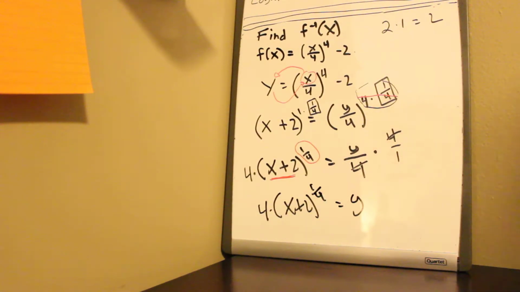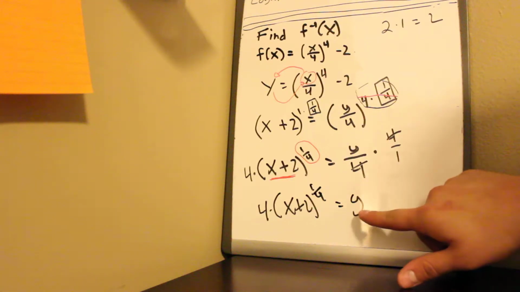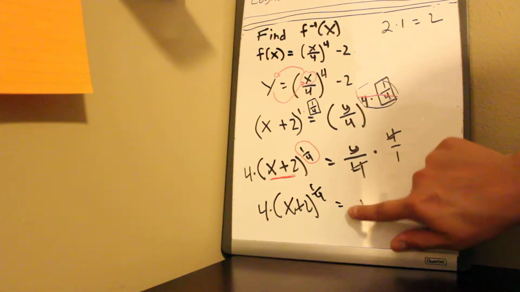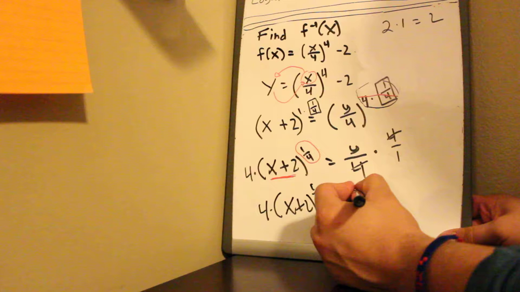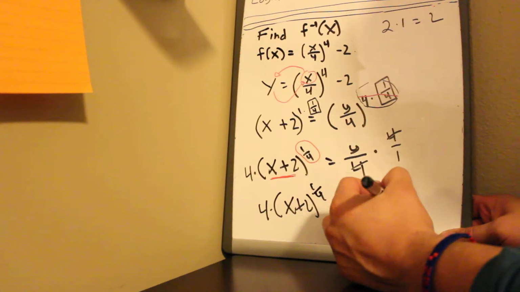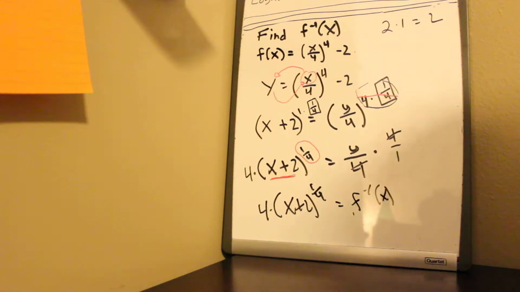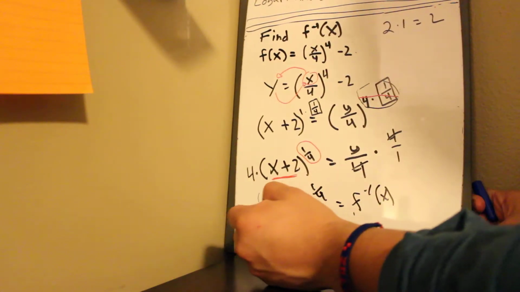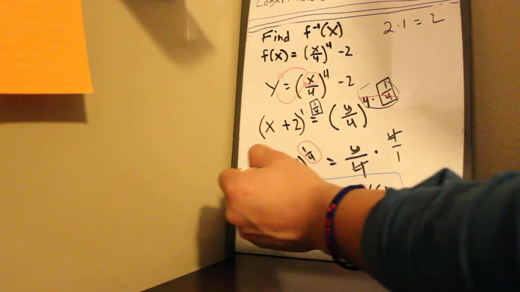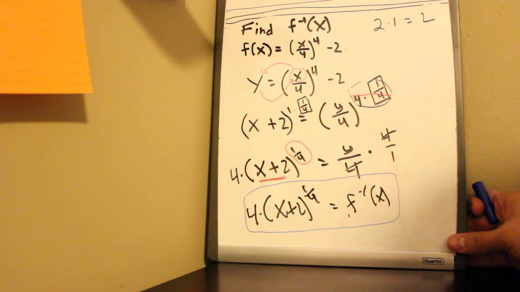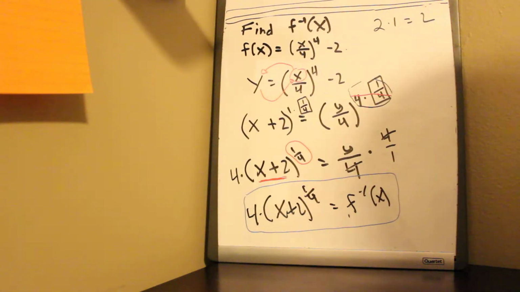And at this point, we're actually done with the problem. We finally solved for y. Or we could rewrite this as f inverse of x. And at this point, we are finished. We have officially finished this problem. Well, let us go ahead and do maybe another problem to try to get some more practice.